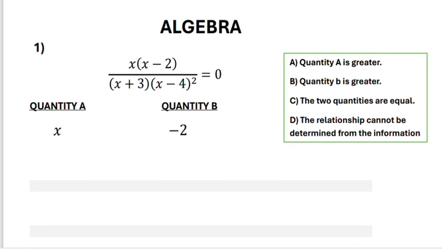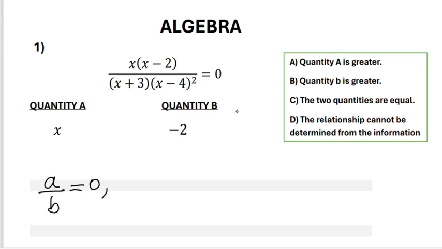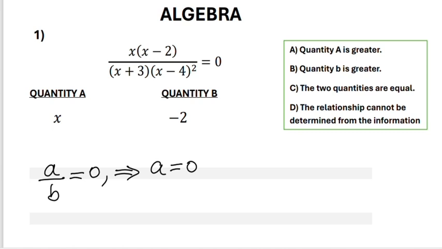For the very first one, before we start, I just want to drop this out there: if you have any number A over B equals 0, what this simply means is that A is equal to 0. We don't need to bother about what B is, just know that A is 0 for expressions like this. So let's apply that to the expression given to us.